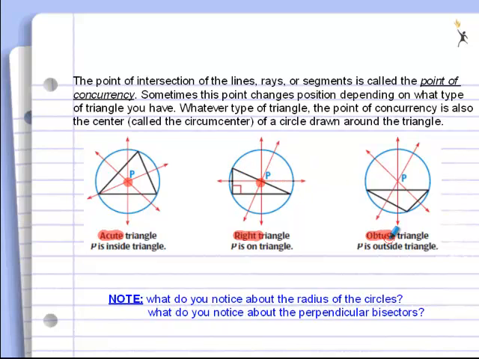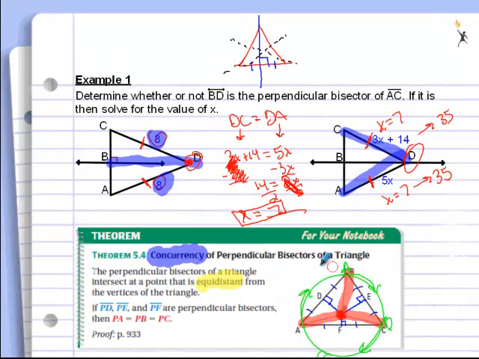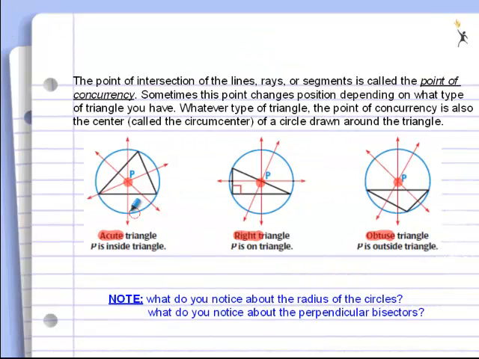Here we have an obtuse triangle, and we can see that the point of the three perpendicular bisectors is outside the triangle. And again, you'll notice that the concurrency is the center of all three circles, a lot like what I showed you back here. But depending on what type of triangle you have will determine where it's at. Maybe it's inside, on, or outside the circle.